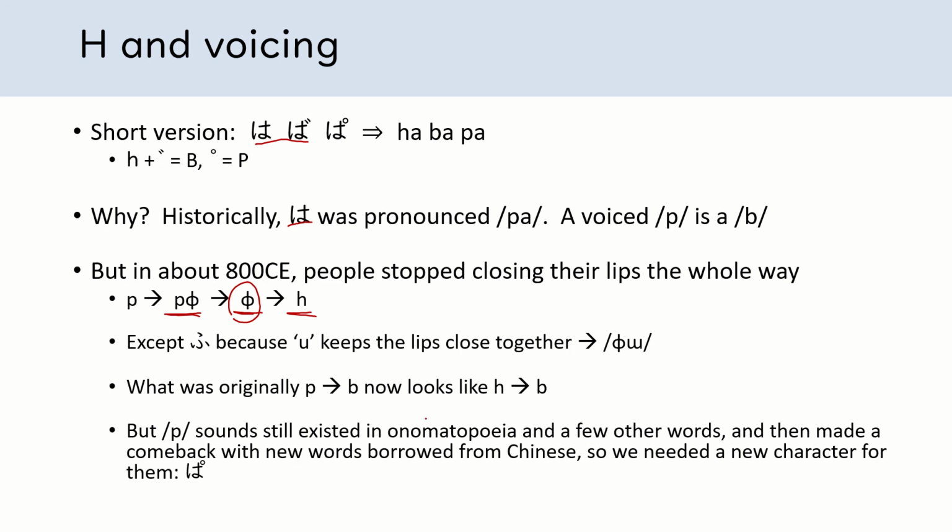But P sounds still existed in things like onomatopoeia, which means sound words. So like pika pika means shining. And then there were a few other words that came back into the language. Then we had a bunch of new words that were borrowed from Chinese, and those Chinese words had a P sound in them. So we needed some way to write them. And they invented a new character, which they call handakuten in Japanese, but it's maru also. We can just say maru, like circle or o. And that became how we wrote this once extinct sound, or at least one sound that at one time had kind of gone on its way out. We needed a way to write a comeback for it. So that's what's going on here.